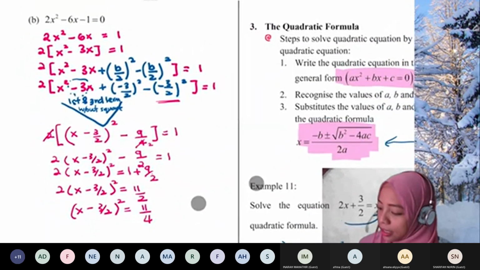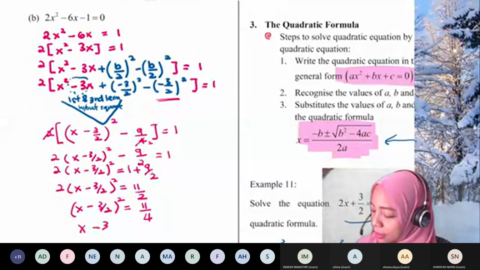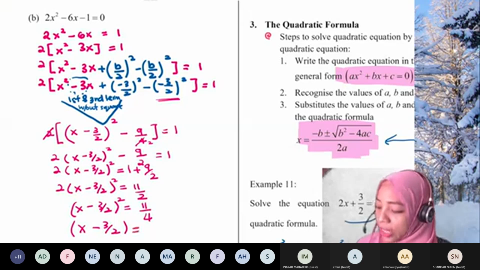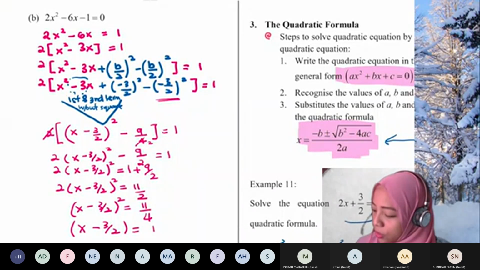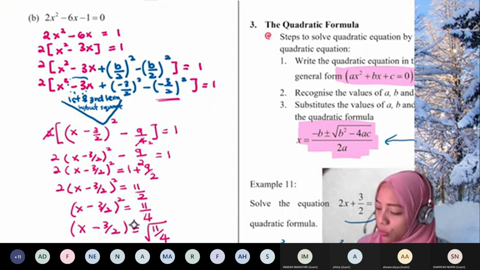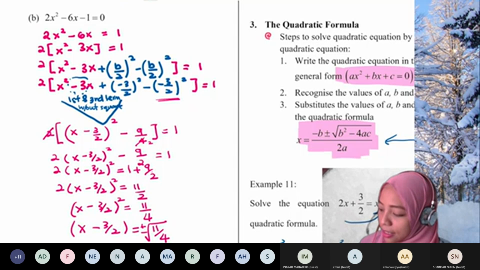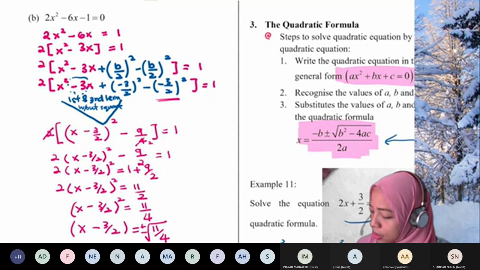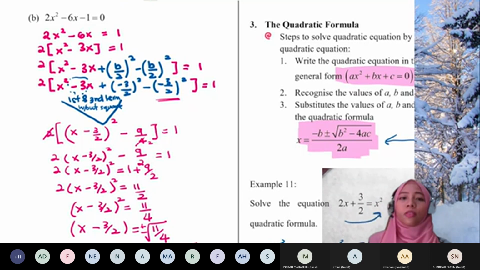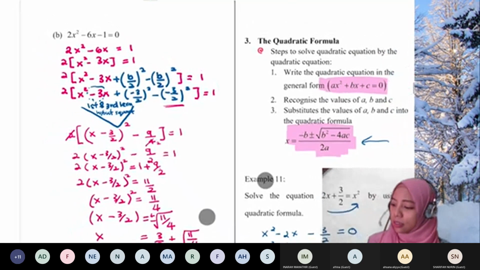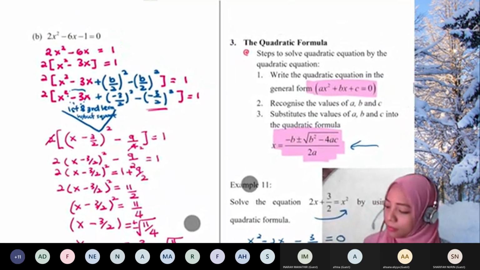Okay. And then lastly, x minus 3 over 2. Okay, you have square. So you square root both sides. You want to get rid of square, you have to put square root both sides. Square dengan square root, dia adalah absolute values. Dia ada positif negatif kat sini. Okay. So now your answer would be 3 over 2 plus minus 11 over 4 square root. Boleh? Madam, bawah sikit tak nampak.